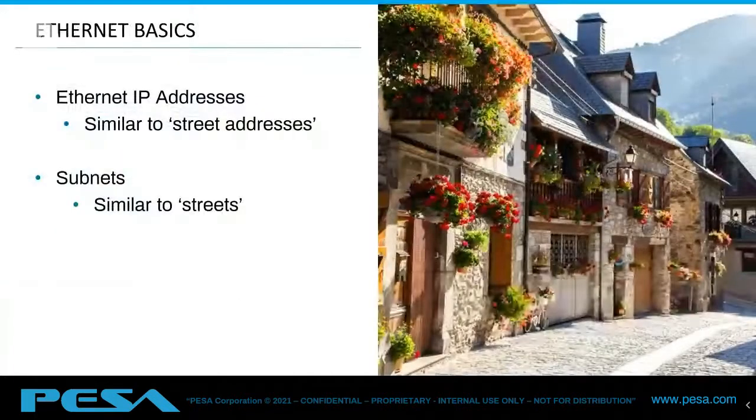The Ethernet basics start with an IP address. Now, this address is similar to a street address. If we're going to have lots of participants in a network, we all have to have a unique address. And as a result, we have to be compliant to the standards that Ethernet comes underneath. As that, we have a subnet. And again, these are all similar to streets.